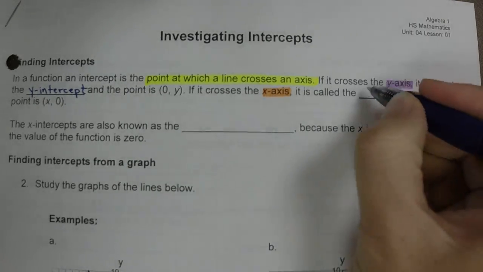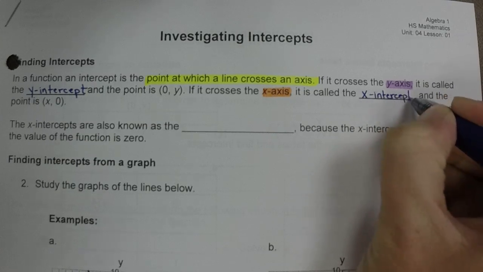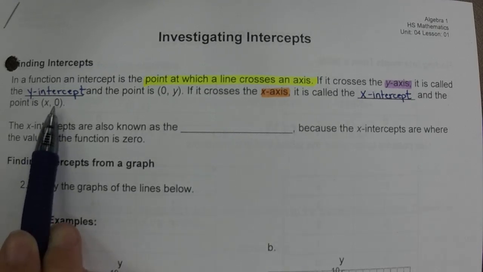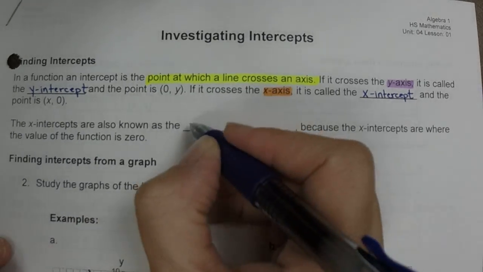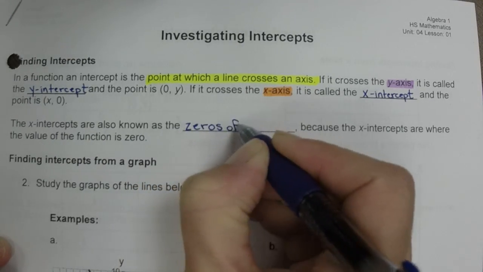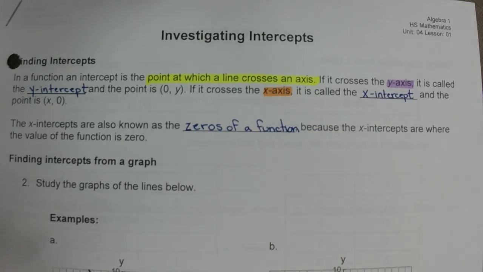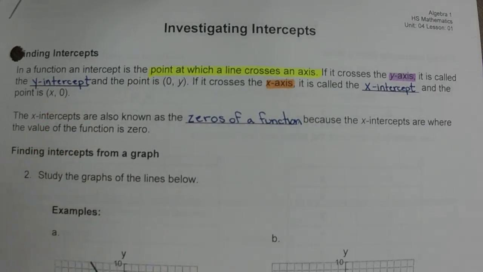Then we also have the x-axis, where the graph would cross the x-axis. This is going to be called the x-intercept. And the point will be (x, 0), meaning that there will be a number for the x and a 0 for the y. Then it says the x-intercepts are also known as the zeros of a function. The reason for this is that the x-intercept is where the value of the function is 0, meaning that the y value comes out to be a 0.